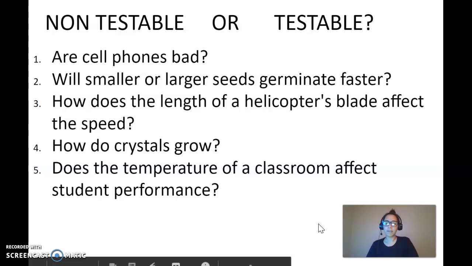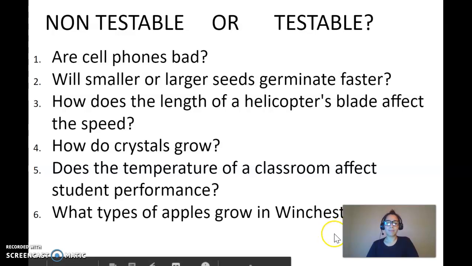Does the temperature of a classroom affect student performance? So the thing that we are changing as the scientist is going to be the temperature of the classroom. And then the thing we're measuring is the student's performance on tests. So this is going to be a testable question.